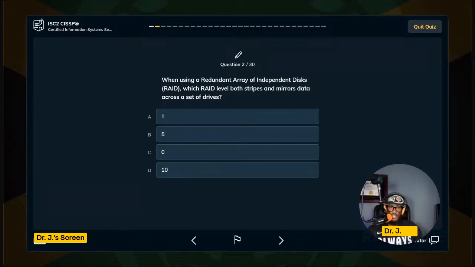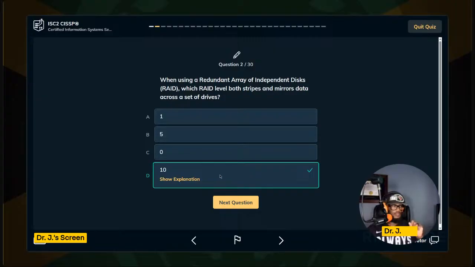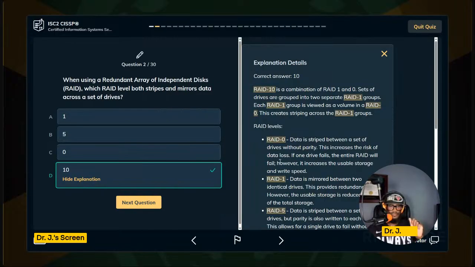When using a redundant array of independent disks or RAID, which RAID level both stripes and mirrors data across a set of drives? All right. So if it's doing both stripes and mirroring, that should be Delta. Oops, I'm clicking on the wrong screen. Yeah, RAID 10 is a combination of RAID 1 and 0.